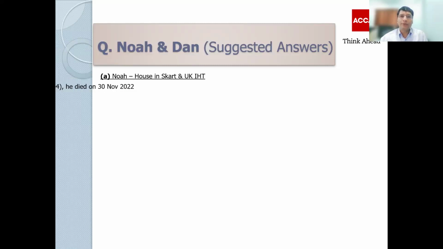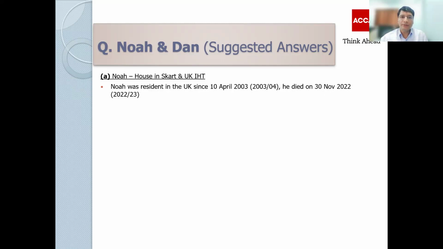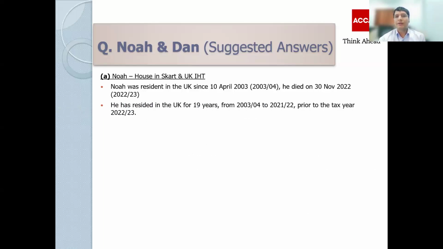His house in SCART and UK inheritance. He was a resident from 10 April 2003, which is the tax year 2003-04. He died on 30 November 2022, in the tax year 2022-23. So he has been residing in the UK for 19 years at least, up to the prior year. Normally, you always count up to the previous year rather than the year in question that you're dealing with. Therefore, you always talk about the previous number of years. In this case, 19 years, which is clearly more than 15 years. The 15 out of 20.